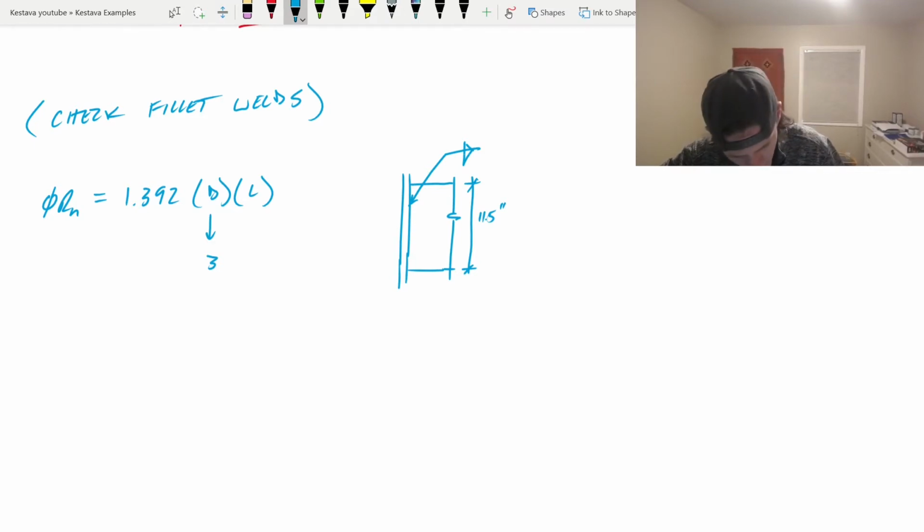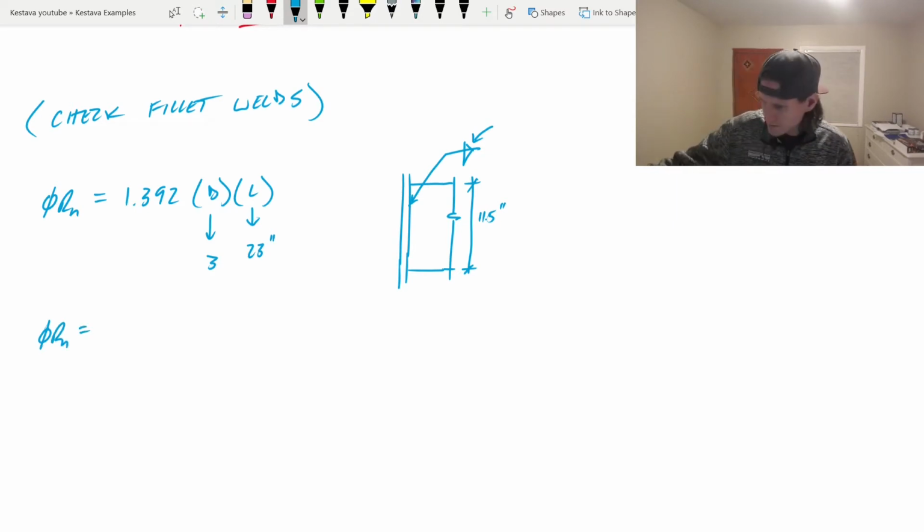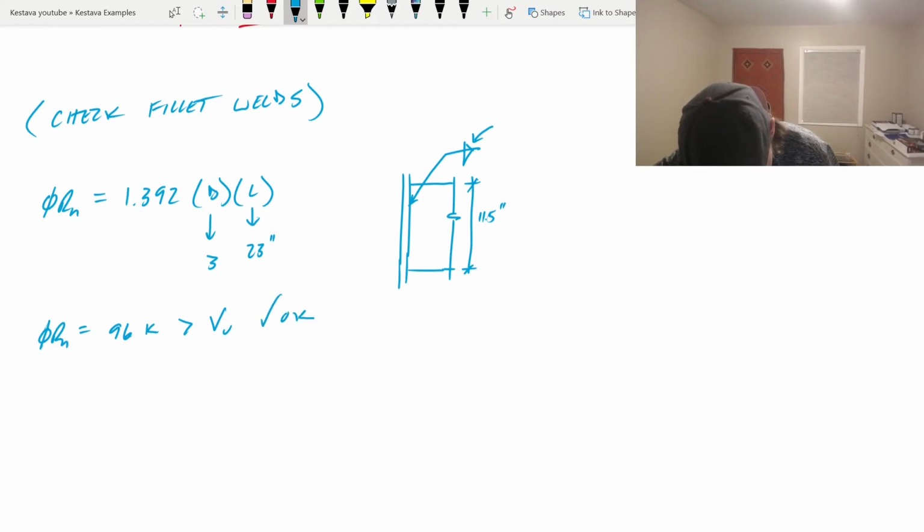So we know that the length of the fillet weld is 11.5 inches times 2, because there's 2 welds. There's one on each side, as denoted right here, of that plate. So L is going to be 11.5 times 2, which equals 23 inches. Phi RN is going to equal 96 kips, which is greater than VU, so we're okay.